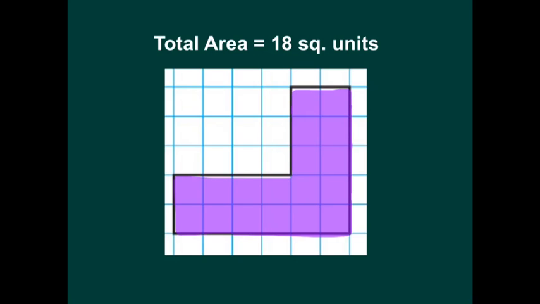Either way, when you put the areas of the two smaller rectangles together, you should have found that the total area of the figure is 18 square units.